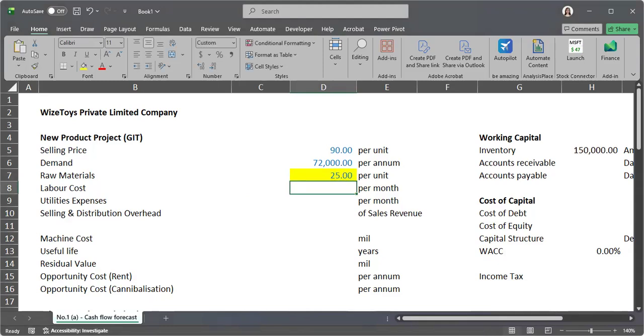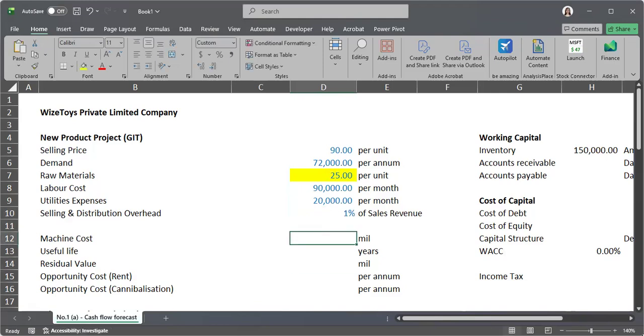And we know the labor cost is 90K per month. And we know the utilities are 20K per month. The information given is 1% of sales revenue.